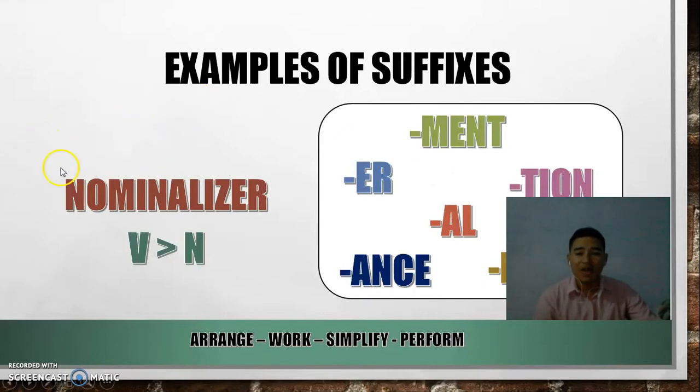So in this first category, we've got nominalizers, and we talk about nominalizers when verbs turn into nouns. So for example, we've got the verb arrange. If we want to turn it into a noun, then we've got arrangement. Work, you get the new word worker. Simplify, simplification, and perform, you get performance. So as you can see, suffixes which are used at the end of the word can be used in this case to transform a verb into a noun.